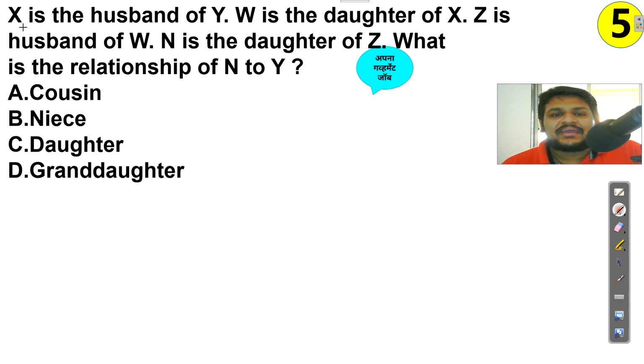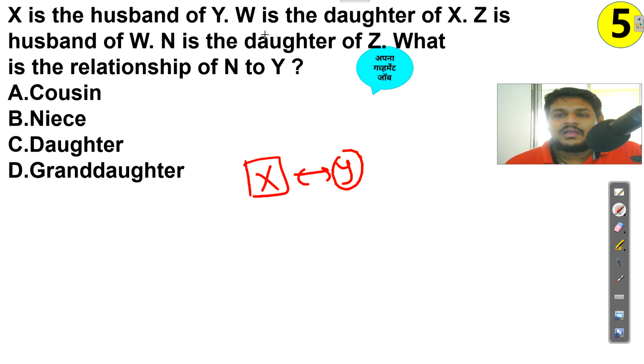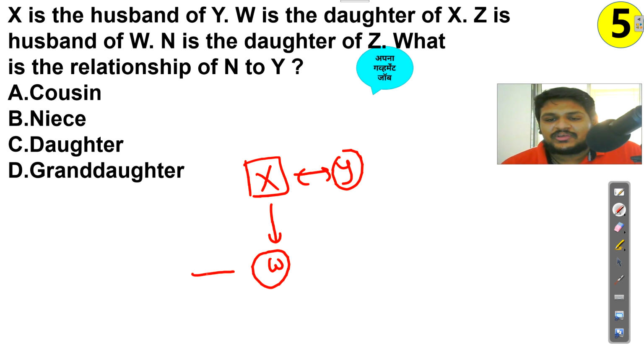Okay, see question number 5. X is the husband of Y. Now it is given X is the husband of Y. W is the daughter of X. Okay, Z is husband of W. So Z is husband of W. So I will write here like this.